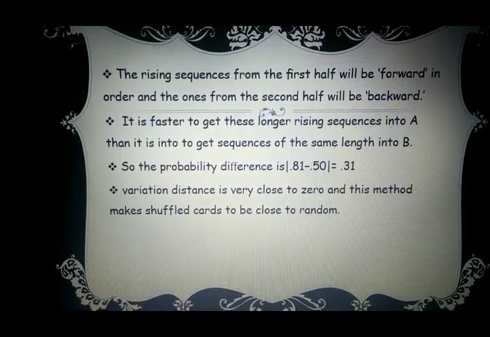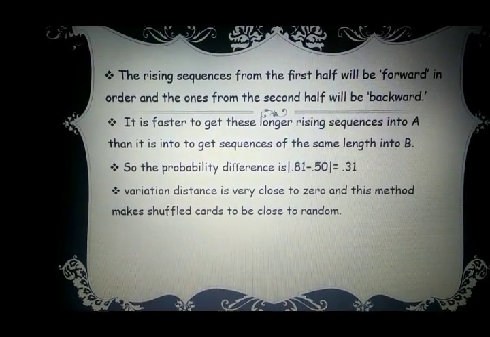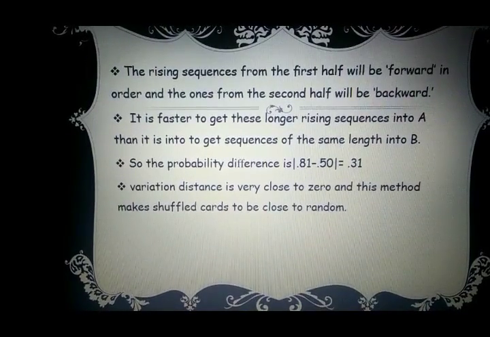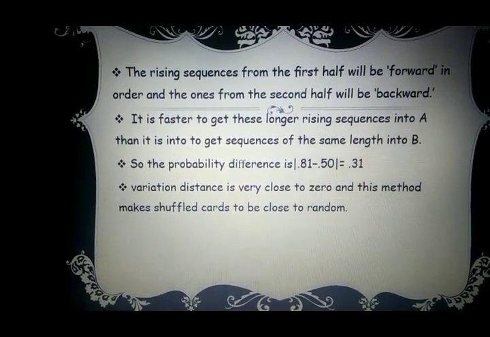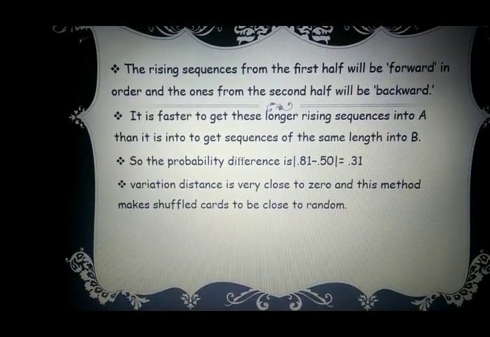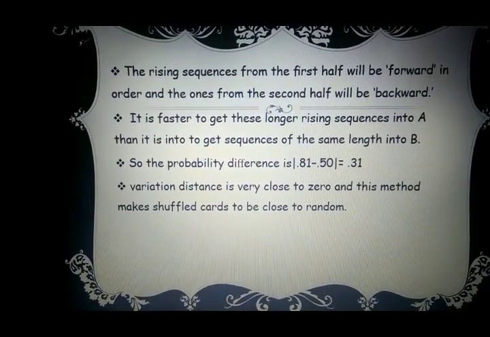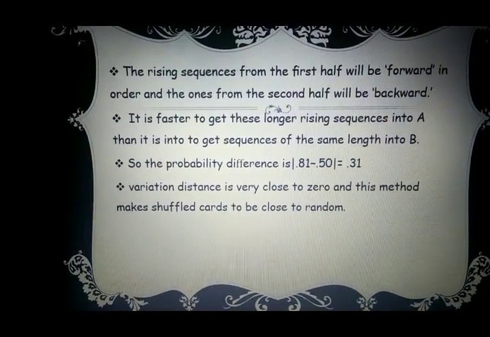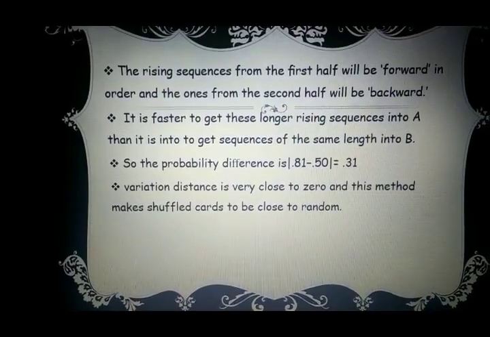So we found the probability densities and the probability difference. We found it was 0.31, which was far better than the result we obtained in the previous computer simulation of 52 cards. Since this value was very close to 0, this method makes a shuffled deck of cards very close to random.